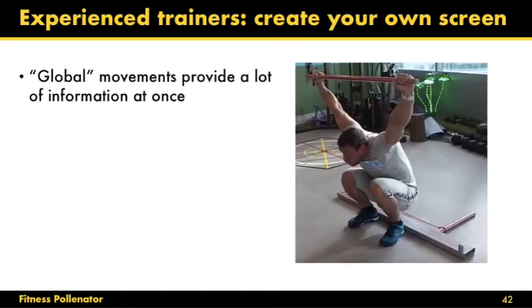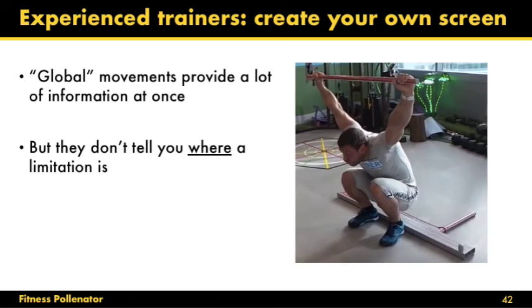When we are creating our own screen, we have to remember that these global movements are providing a lot of information at once. A lot of joints are moving, and if they're moving well, that can check a lot of boxes. But if there's a limitation, these movements don't tell us exactly where that limitation is occurring or why. It could be a mobility issue, it could be a stability or control issue, it could be the novelty of the task, which just gets better with practice, or it could be some actual anatomical restriction.